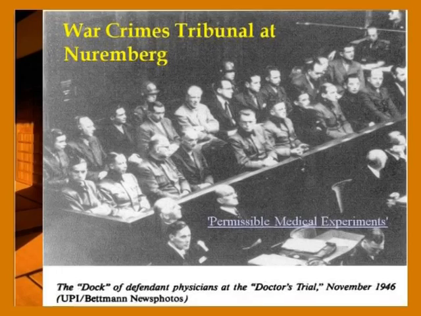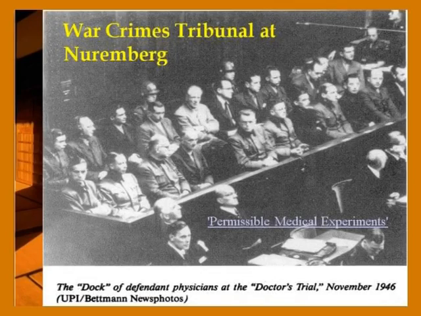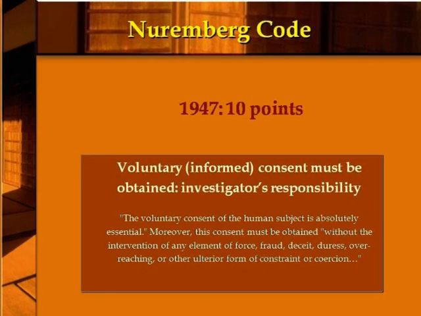Then of course, you have the War Crimes Tribunal. The 25 doctors were taken to court, and this is the doctors' dock as they called it, and 15 of them were convicted, 7 were sentenced to death, 8 were sentenced to life imprisonment. When the sentence was handed down, they came out with something called the permissible medical experiments, which was actually the Nuremberg Code. And this Nuremberg Code, as you all know, has 10 points, and the most important point here is that voluntary informed consent must be obtained, and that this is the investigator's responsibility.